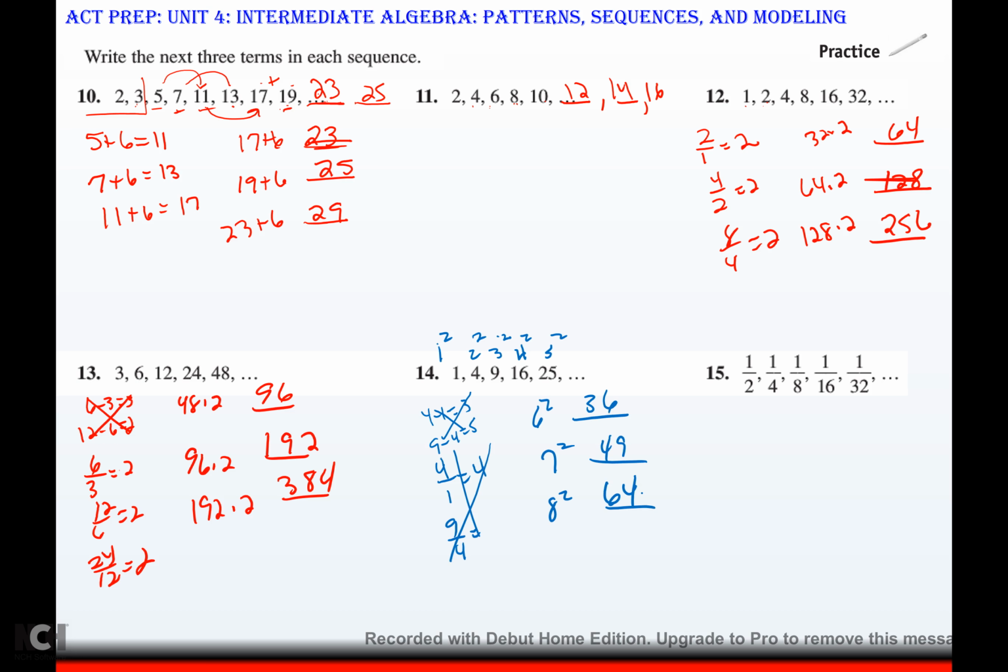All right, here it looks like they're keeping the 1 the same, and they are doubling the bottom. 2 times 2 is 4, times 2 is 8, times 2 is 16, times 2 is 32. So to get the next 3, I'm going to multiply the denominator by 2. So 1 over 32 times 2 would be 1 over 64. 1 over 64 times 2 would be 1 over 128. 128 times 2 would be 1 over 256.